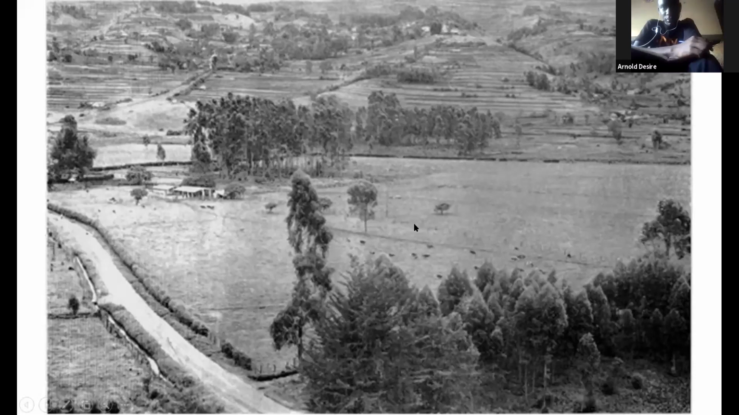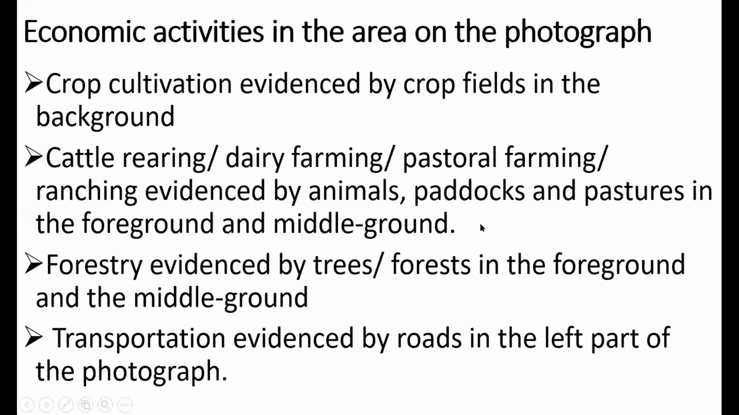Then in the foreground, we have cultivation. You can see cultivation here in the foreground. I mean, not cultivation, but animal rearing in the foreground. So I had put it down. These are some of the economic activities in the area shown on the photograph.